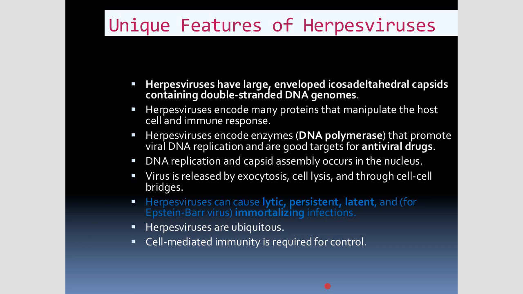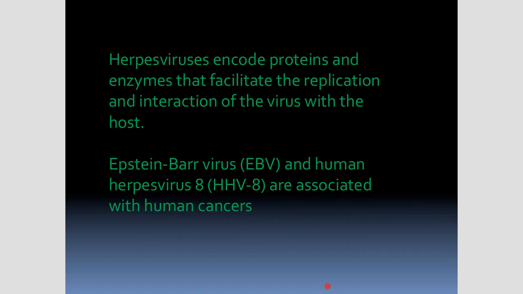Okay, and they are present everywhere, ubiquitous. Cell-mediated immunity is required for control. So we need to have cell-mediated immunity for control. Yesterday, when we talked of human papilloma viruses, I said that you need to have both. Okay. Now, I just told you that they encode proteins and enzymes that facilitate the replication and interaction of the virus within the host.